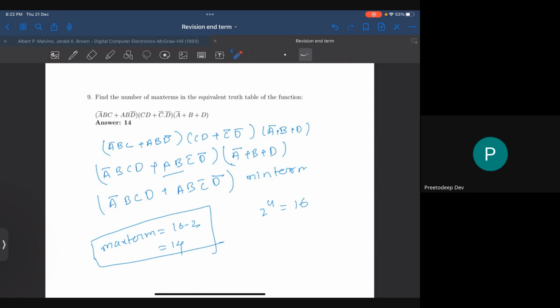So there are 4 variables, so the total number of combinations is 16. There are 2 min terms, so the max terms will be 16 minus 2, which is 14. It's coming from the K-map itself: you have 16 possibilities and 2 of them are ones. With 4 variables, it will be a 4x4 matrix, the K-map.